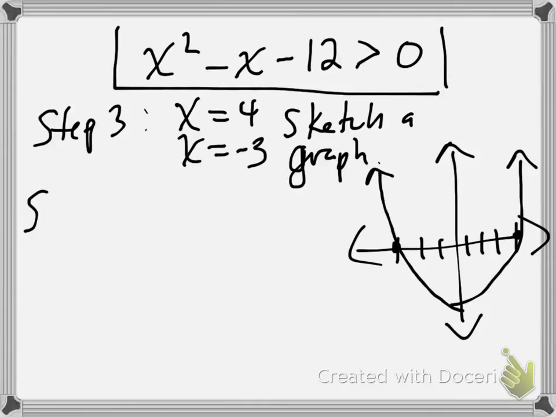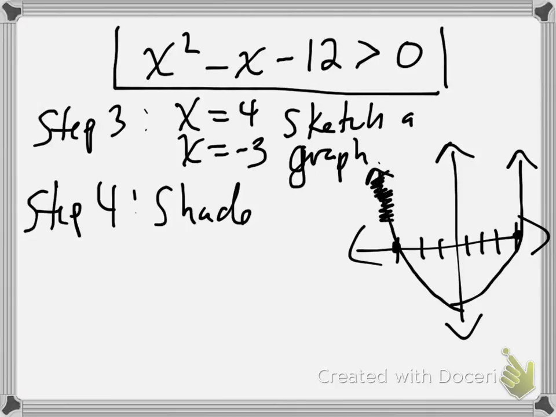In step 4, I'm going to shade the part of the graph of x squared minus x minus 12 that is greater than 0. So this is part of the graph that's greater than 0, and this is part of the graph that is greater than 0. I'm going to then write those solution sets in interval notation, so that's step 5.